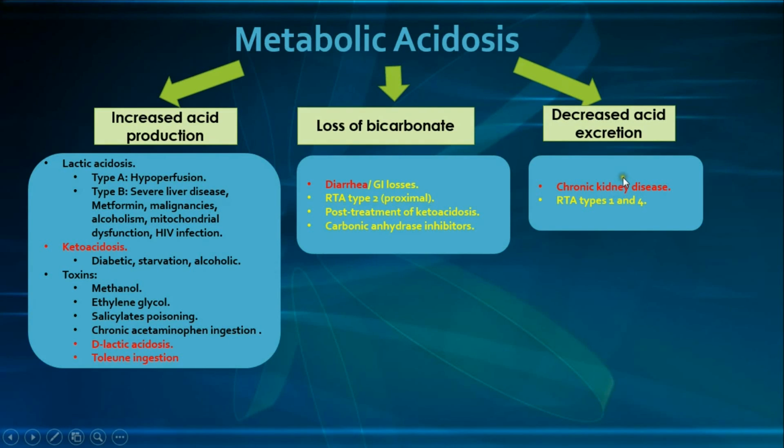However, when the chronic kidney disease progresses until it reaches about the end-stage kidney disease, you will have retention of other anions such as phosphate, sulfate, urate, and hippurate, and this will raise the anion gap and give you a high anion gap metabolic acidosis.